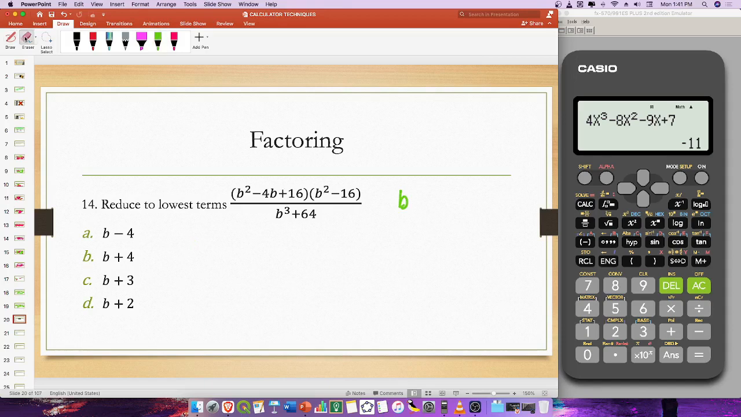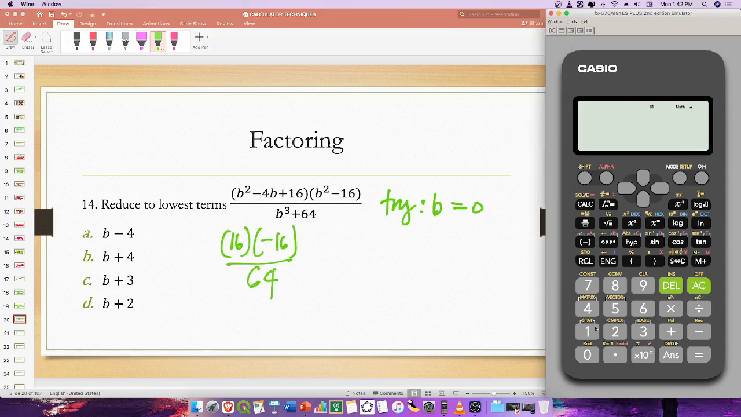you can say, let's try, or by inspection, since b here is the variable, we will try b equals 0. Okay, take note. So when b equals 0, you will have 16 times negative 16 over 64. Now if you do that in your calculator, you will have 16 times 16. Take note that it's negative. I will put a negative here. Okay, and I will divide this by 64. The result will be negative 4.